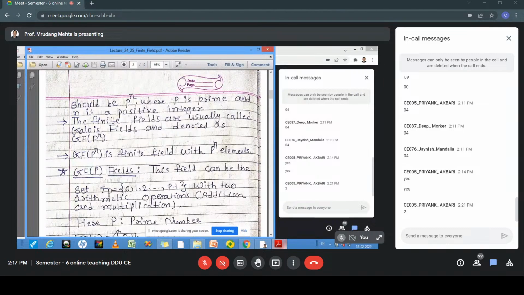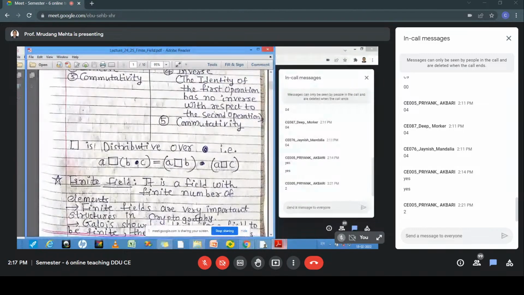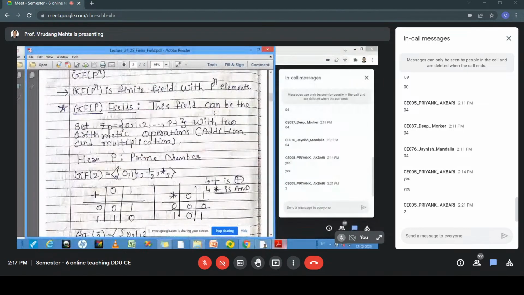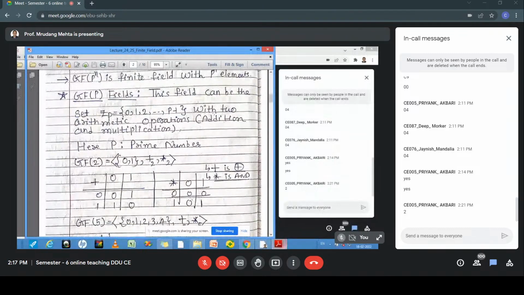Now this Galois field. Galois provided the definition of a finite field, and it says that for the field to be finite, you require p raised to n elements, where p is a prime number. So let us understand what this is.